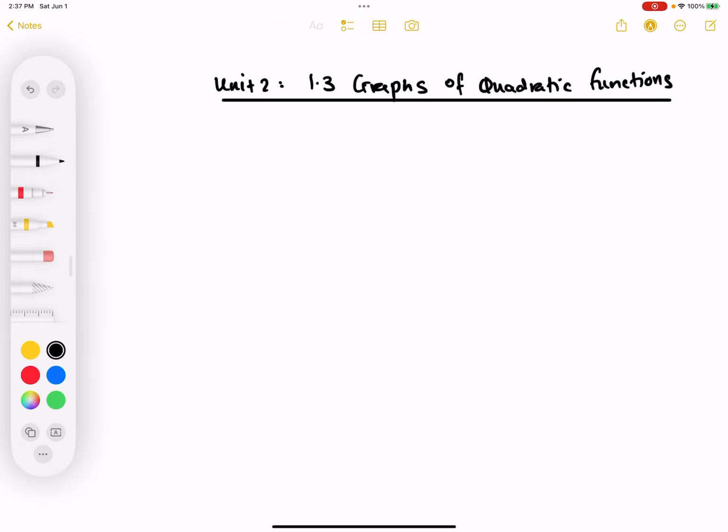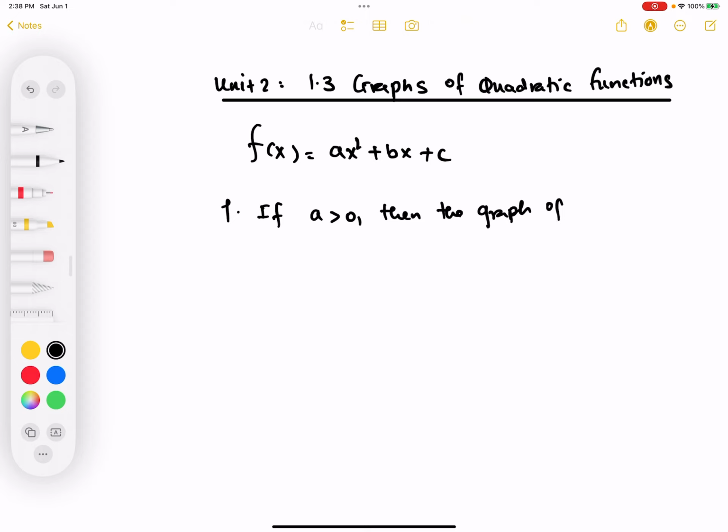All right, in this video, we'll see the graphs of quadratic functions. A quadratic function is generally written as ax squared plus bx plus c. Depending on the value of a, the graphs of quadratic functions can open up or down. The first case is if a is greater than 0, then the graph of a quadratic function opens up.